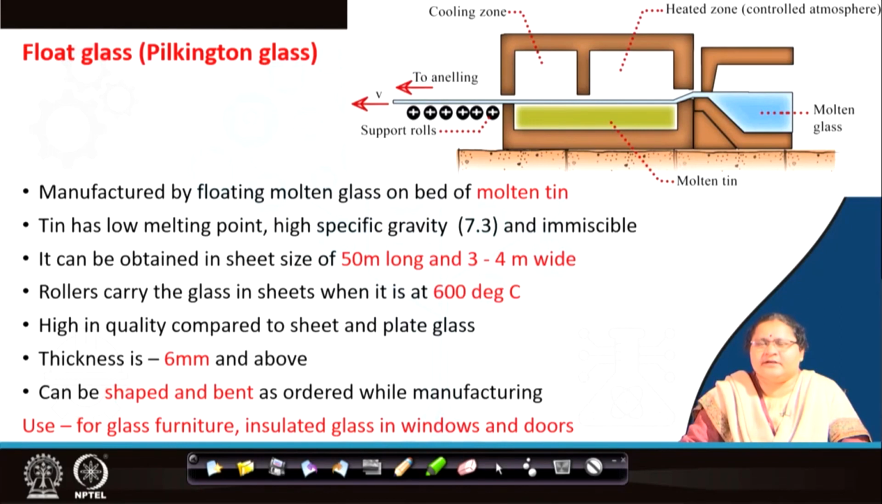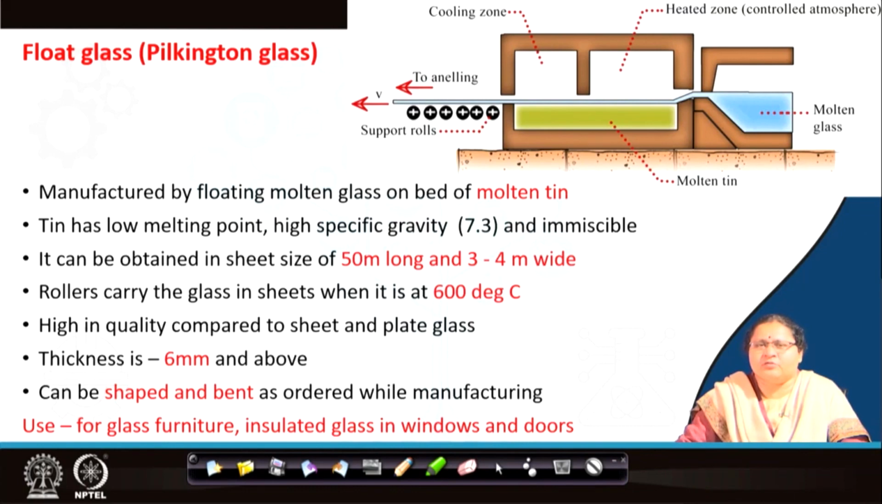This is higher in quality than both the other glasses, that is sheet glass and plate glass. This kind of glass does not require any polishing. You can get thickness of 6 millimeter and above. They are quite rigid.